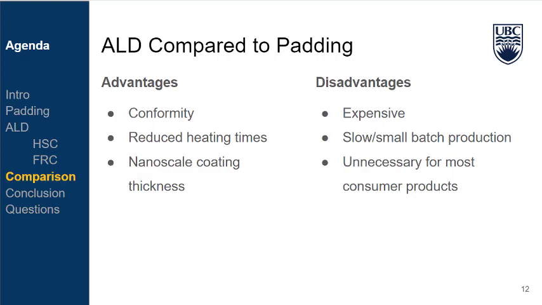ALD's performance in textile coating compared to padding is very good. It has the ability to produce nanoscale coatings on complex geometry and can coat deep pits of the fibrous structure while having reduced heating times compared to other processes. However, this process is not one typically used by the industry, whereas padding is. This is because ALD is an expensive process, production of these materials is slow, and batch sizes are small. Additionally, many consumer products do not require nanoscale layering, and other processes, typically padding, are more commonly used.